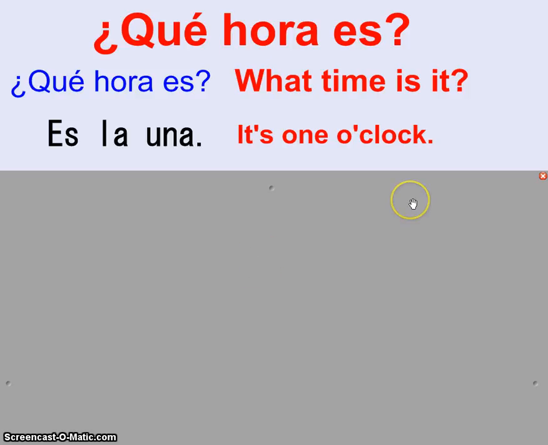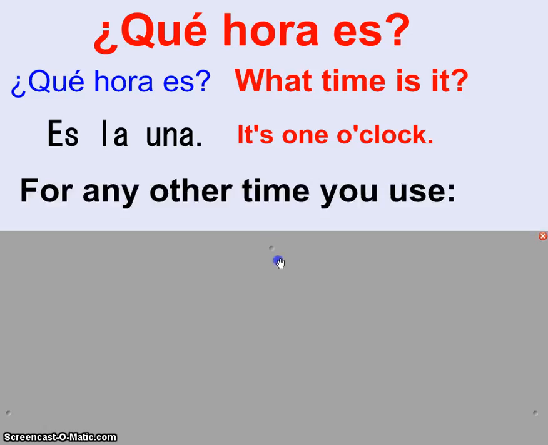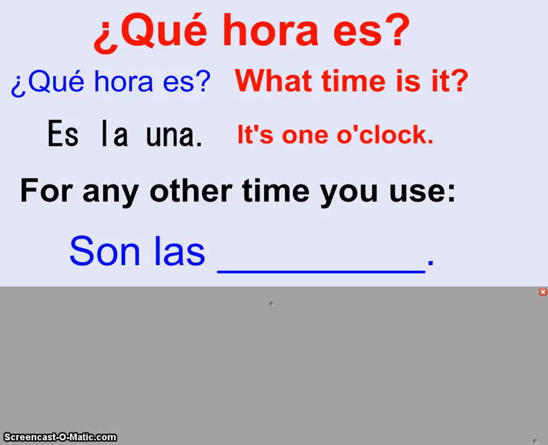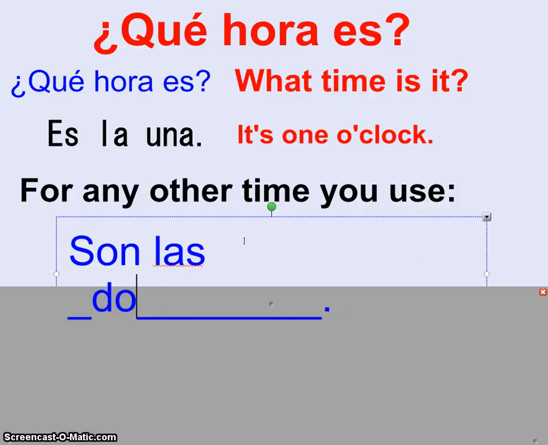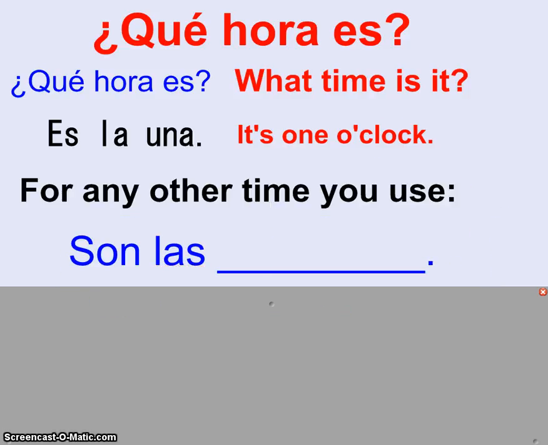But this is only for 1 o'clock. What about all the other numbers? We have 2 through 12 o'clock. Well, for those numbers, you're not going to say es la una. For any other time, use son las, and then the number. So, for example, if it was 2 o'clock, you would say son las dos. Let's see if I can type this in over here, actually. Son las dos. Or what if it was 3 o'clock? Well, you just say son las tres. 4, son las cuatro. 5, son las cinco. Easy, huh? Son las seis. And so on and so forth.